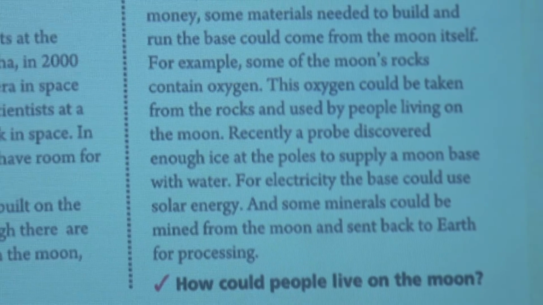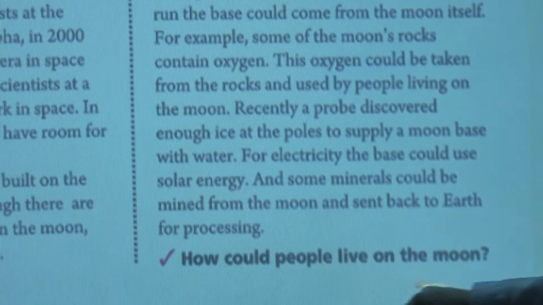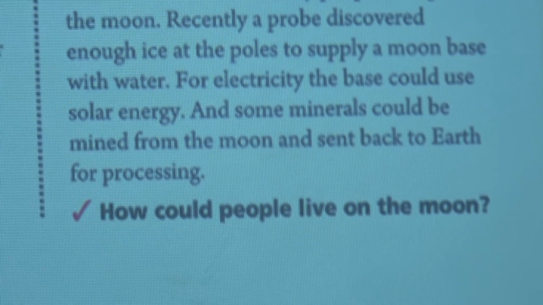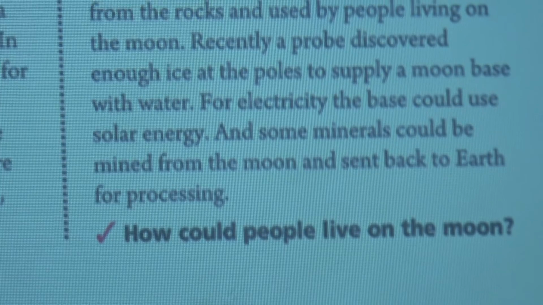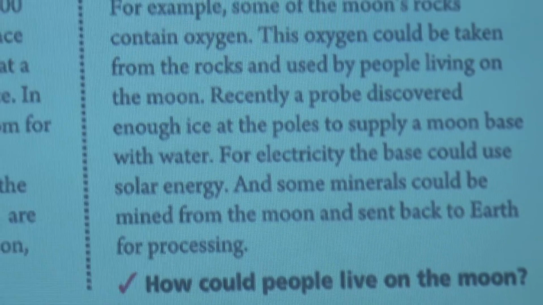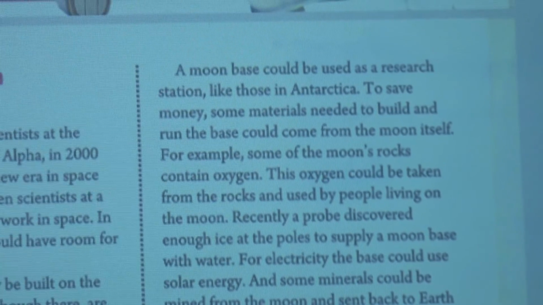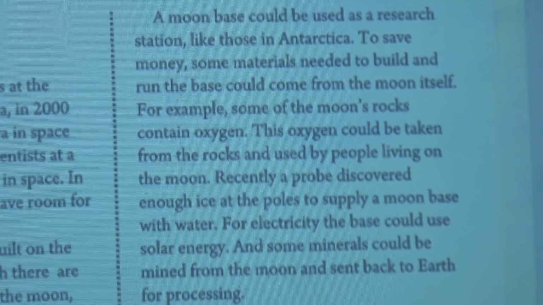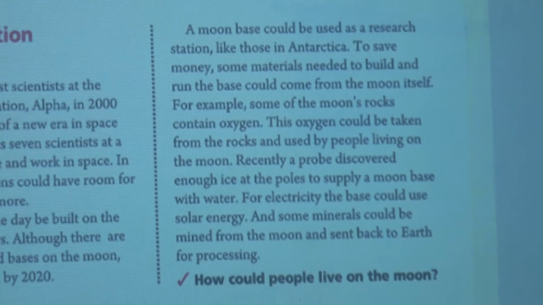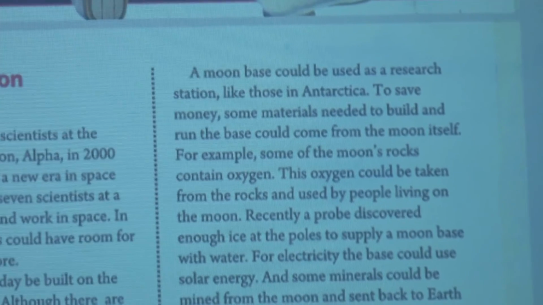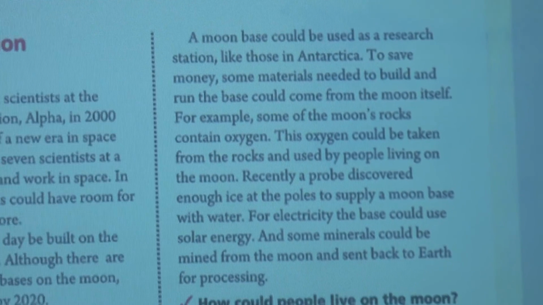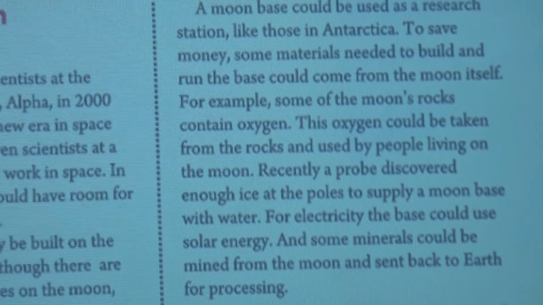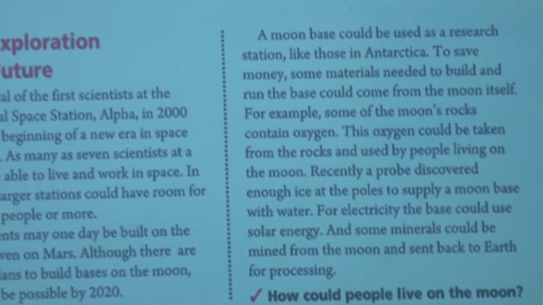Okay, let me ask this question again. How could people live on the moon? Of course, first of all, by the oxygen that could be taken from the rocks. The second one is water, which will come from the ice. And the third one is electricity. How can they make electricity? From energy that will come from the sunlight.